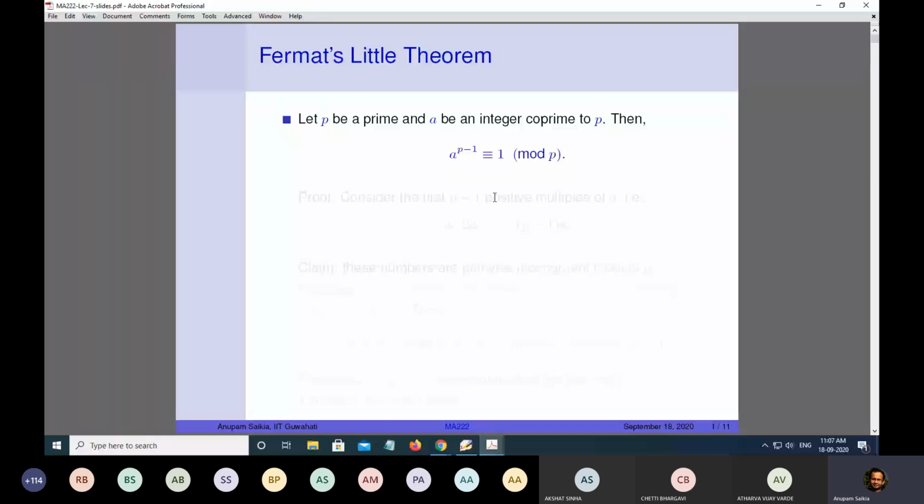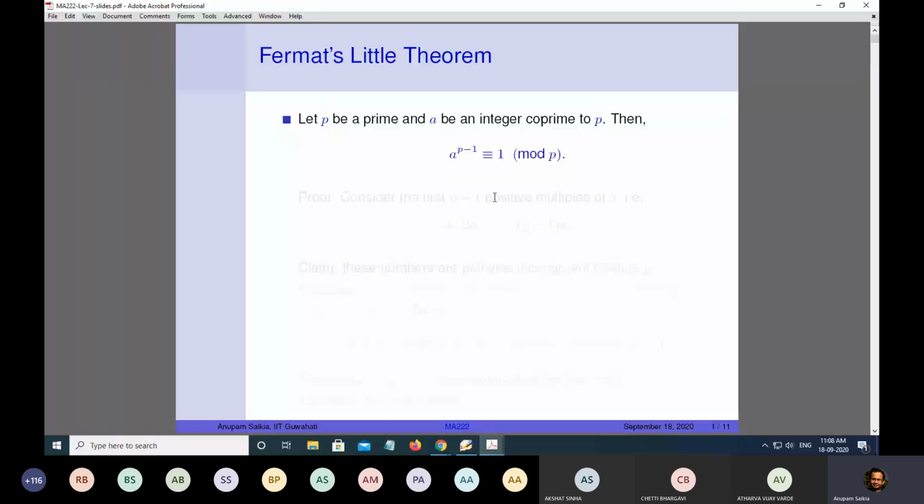So we'll prove this, and we also have to bear in mind that there is a generalization to composite numbers, which is known as Euler's theorem. We'll come to that next week. This particular theorem can be proved in many different ways, but we'll prove it in a way that can be easily generalized to composite numbers.